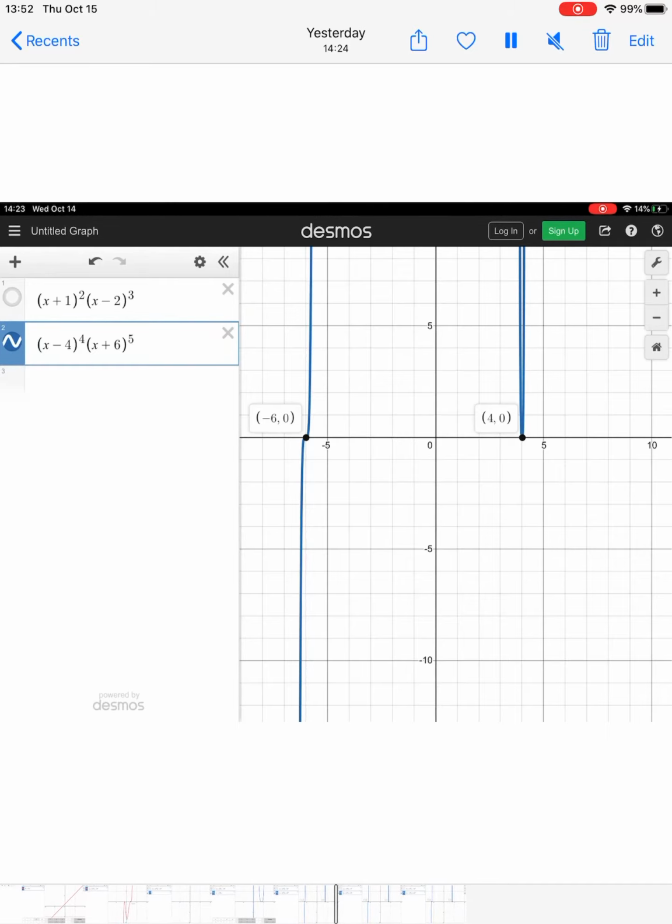So multiplicity really isn't that hard. In both of these examples, looking at the first line, state the zero and multiplicity of the first one. So the zeros are -1 and 2.